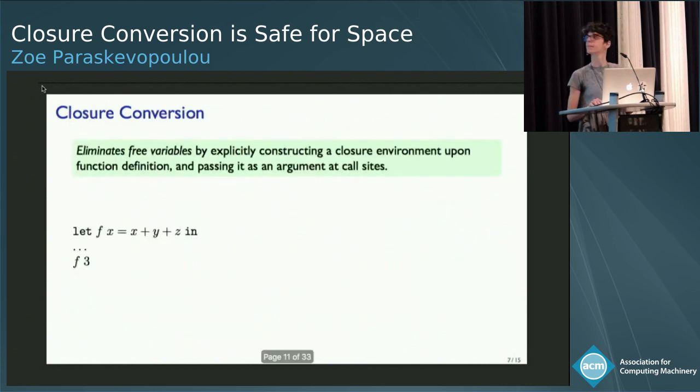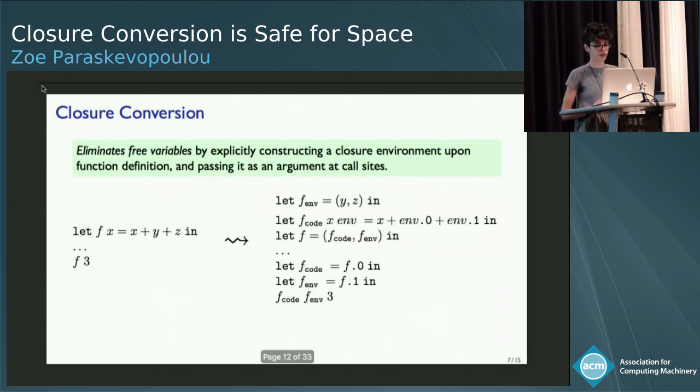So let's talk about closure conversion. Closure conversion is used to implement static scoping in languages with nested functions, and it eliminates free variables by explicitly constructing a closure environment upon function definition, which is passed as an extra argument to functions. In particular, consider this little piece of code. F has two free variables, z and y.